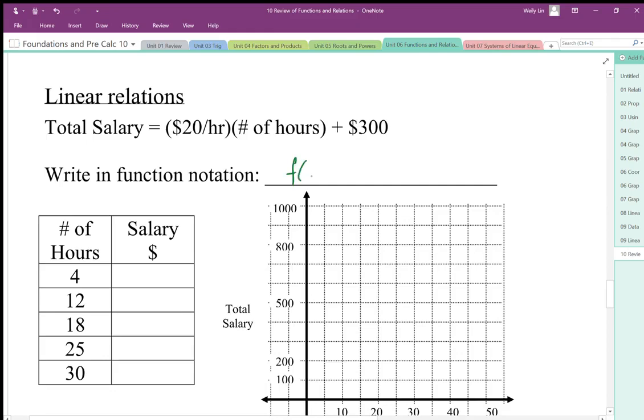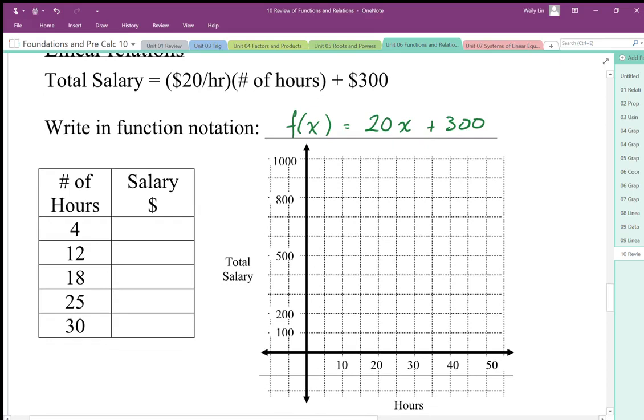So f of x is the total salary, and that calculation can be found by multiplying the number of hours x by 20 and then adding on $300. So we can use that equation then to fill out our table of values. At 4 hours, we're going to get 4 times 20 plus 300, so that's going to be $240 plus 300, so that's going to be $540.